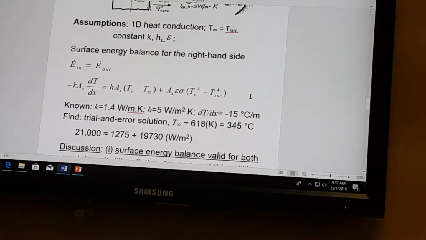Only T surrounding we don't know, right? Because here, remember, T surrounding equals T infinity, right? For the next question, they are not equal, right?